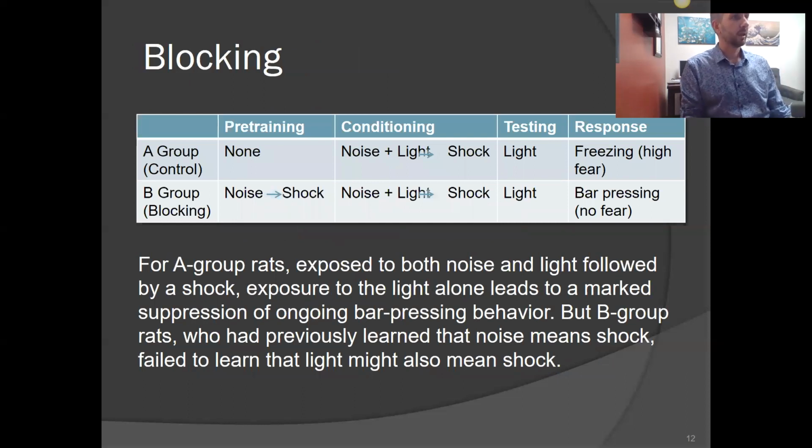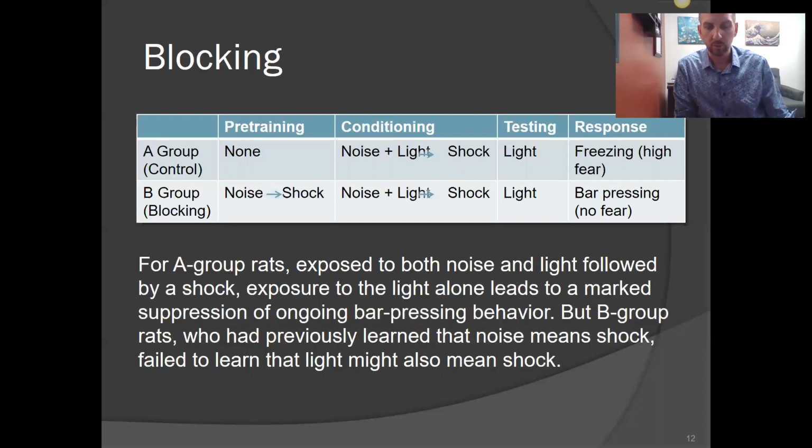Okay, and a third example of this is blocking. And blocking is really interesting. In fact, they've done a lot of research on this finding. But it's a little complicated. Let me try to unpack it a little bit for you.